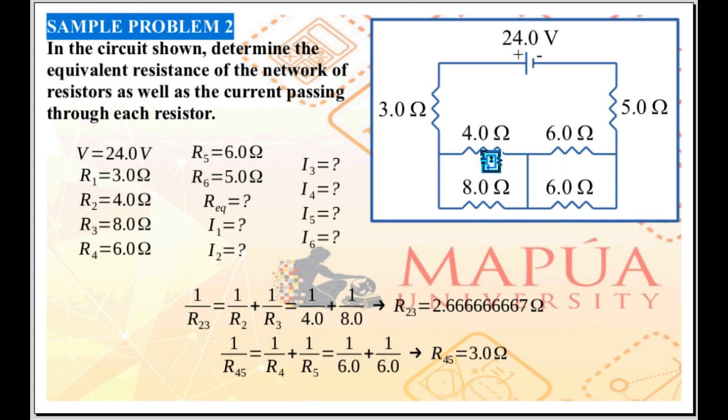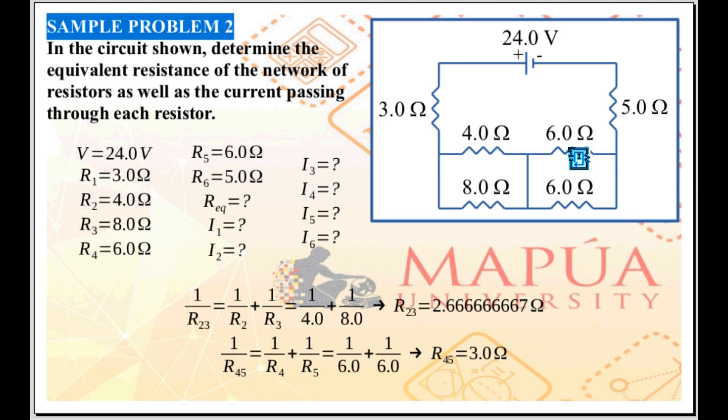R2 and R3 are parallel with respect to each other. So we may combine these two resistances using the formula for resistors in parallel connection. Combining R2 and R3 into equivalent resistance R23, we have 1 over R23 is equal to 1 over R2 plus 1 over R3. Knowing R2 and R3, we are able to determine R23. R23 is equal to 2.6666 and so on ohms.